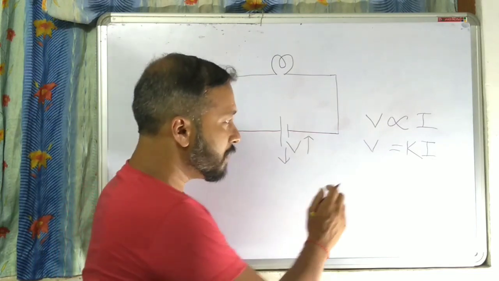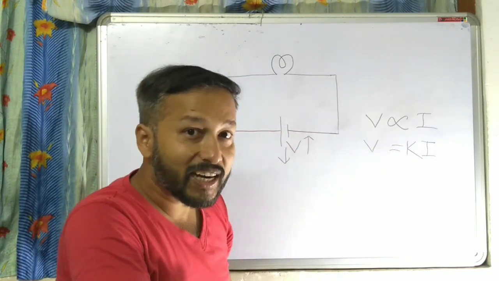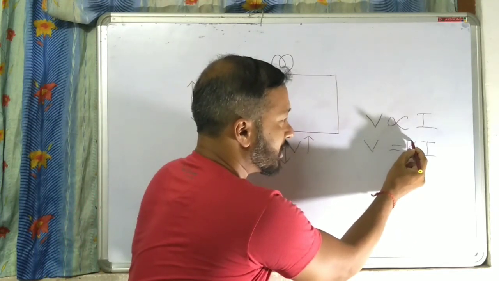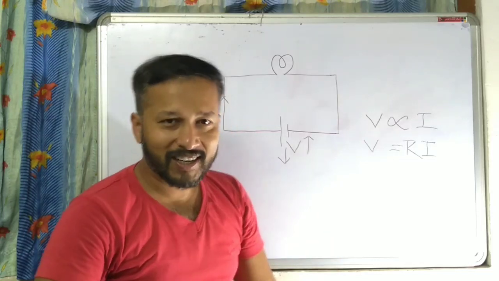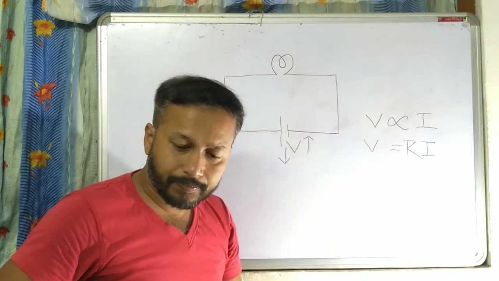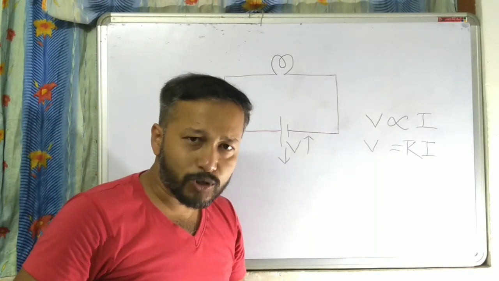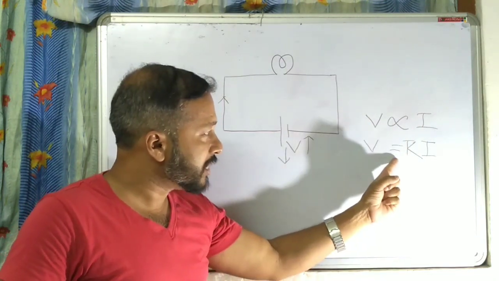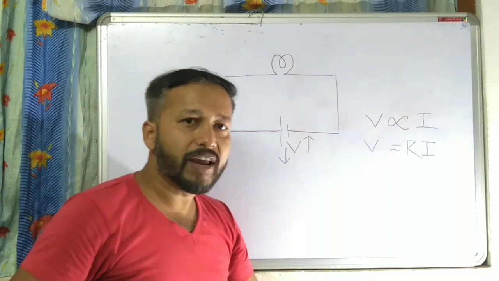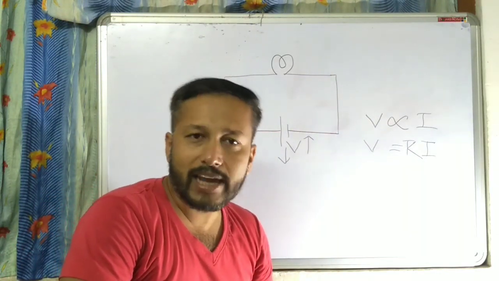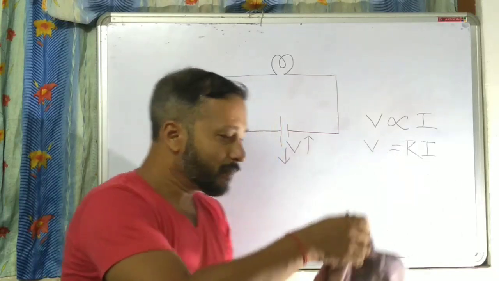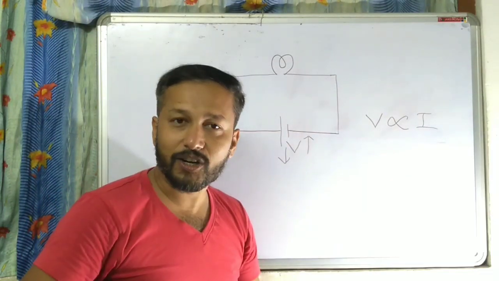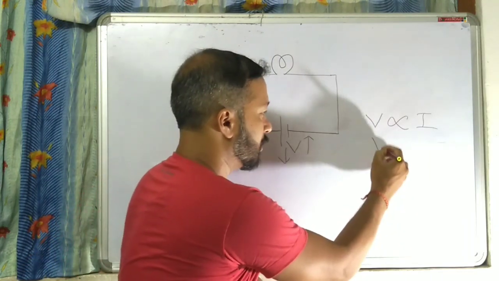That's why we will not write K here, we'll write R. R for resistance. Got it? So according to Ohm's law, the potential difference is directly proportional to the current, and V equals R into I, so V equals IR. Okay, so I am going to rewrite this equation. Directly we'll say V equals IR. Simple.